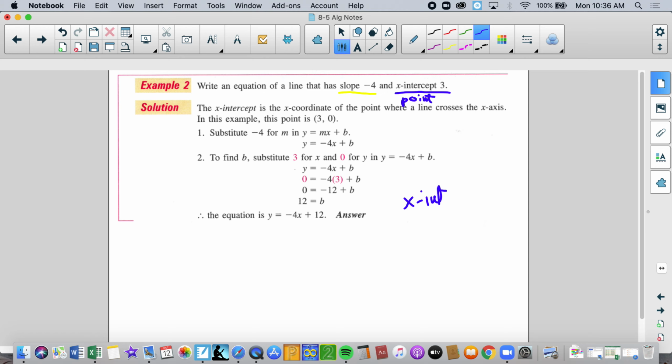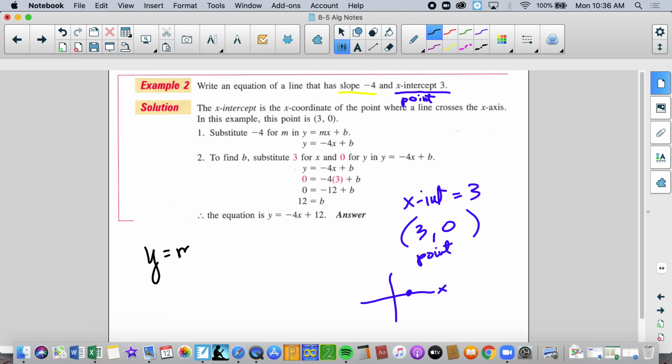So if we look at this, what is the coordinate for an x-intercept of 3? Remember, it crosses the x-axis at 3. So what is that coordinate? That coordinate is (3, 0). So here is our point. We have the slope and the point. We use our template, y equals mx plus b, and now we start filling in for information.